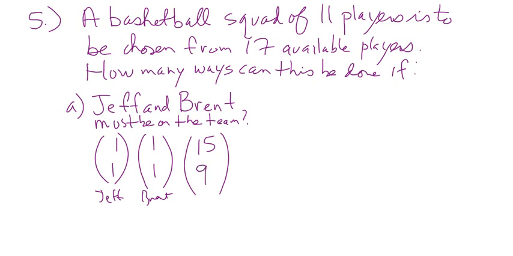Really all you need in this is 15 choose 9, right? But by writing out the 1C1, you're saying, okay, here's Jeff, here's Brent. Now there's 15 players left, of whom I need 9. The only thing you really need to put into your calculator is 15 choose 9. I don't even know if I care what the number is. How much? 5,005.